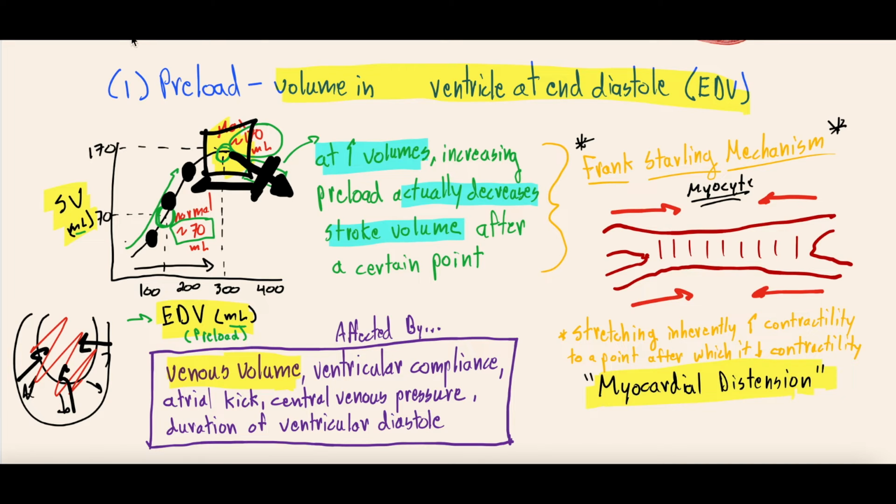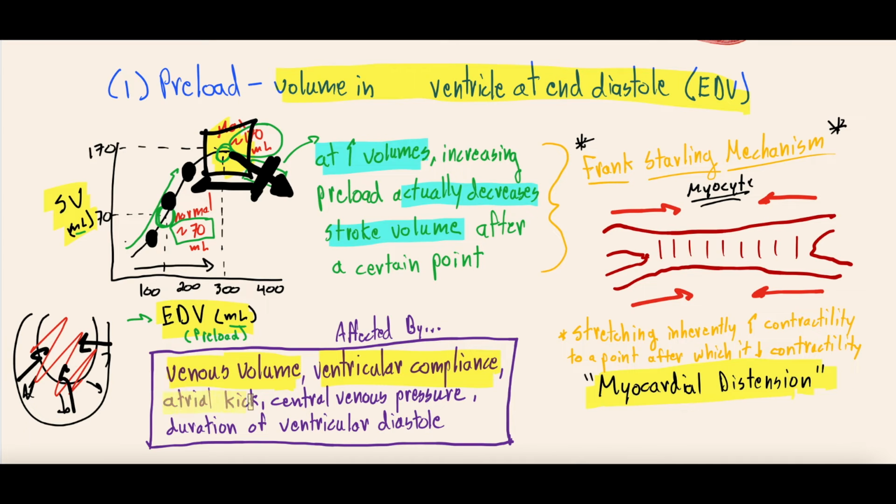Other things that affect preload is ventricular compliance. And this makes sense because not everyone's ventricles are created equal. We talked about this myocardial distension. Well, if you don't have good ventricular compliance, let's say your heart's dilated at baseline, you have a dilated cardiomyopathy, those myocytes aren't going to contract down that well to start with, and your preload might go too high more quickly because you have a low compliance.